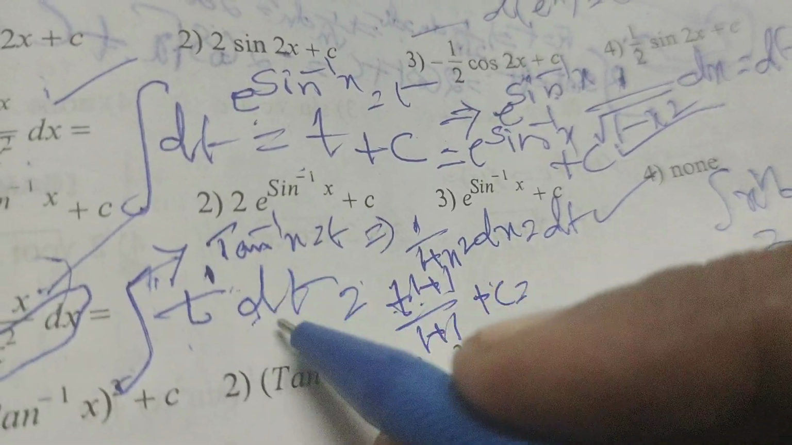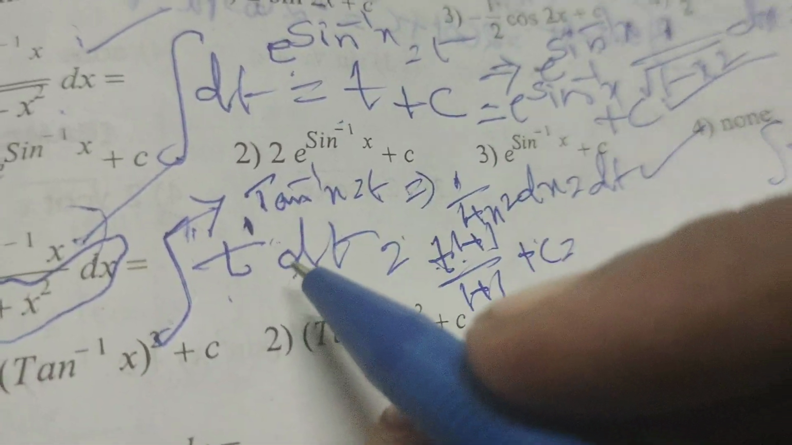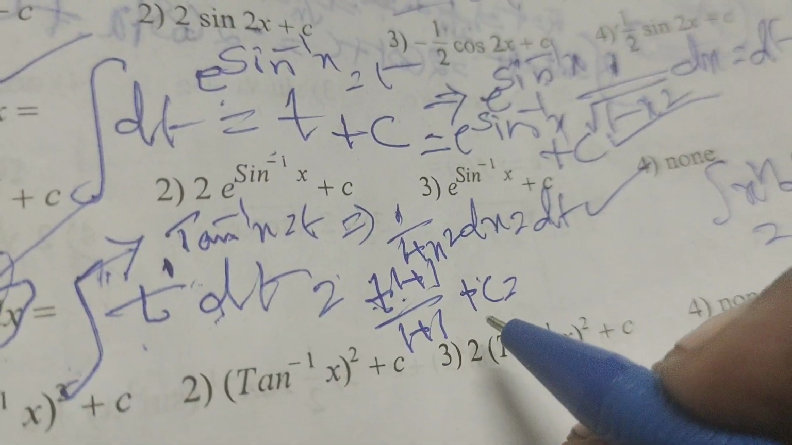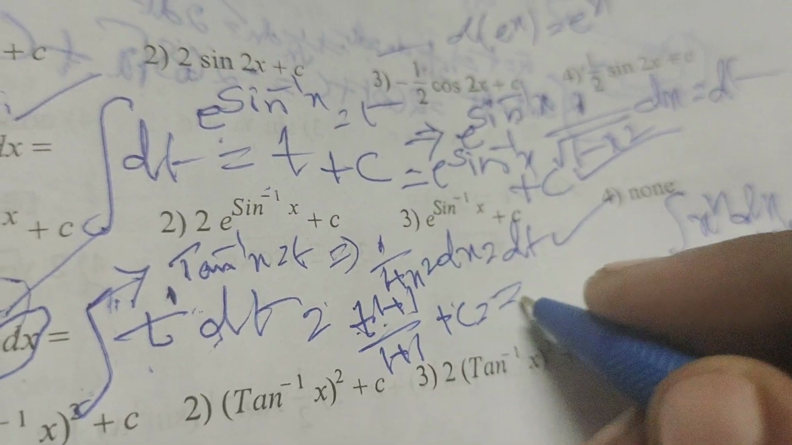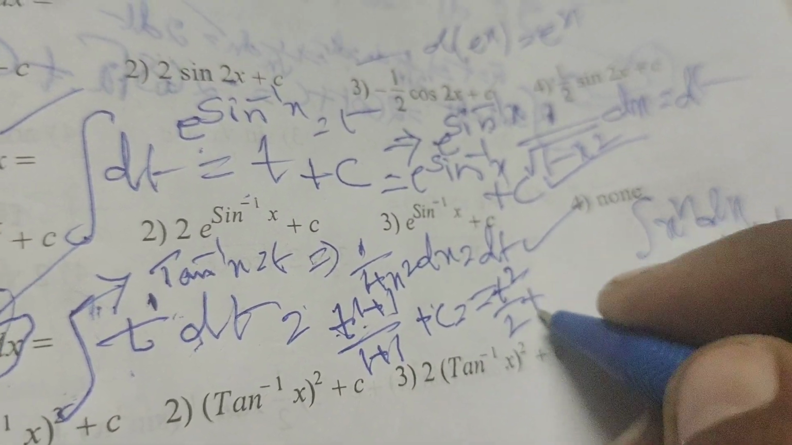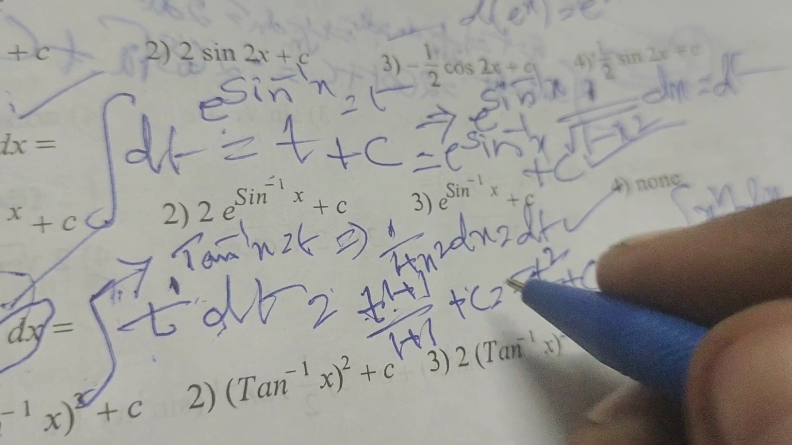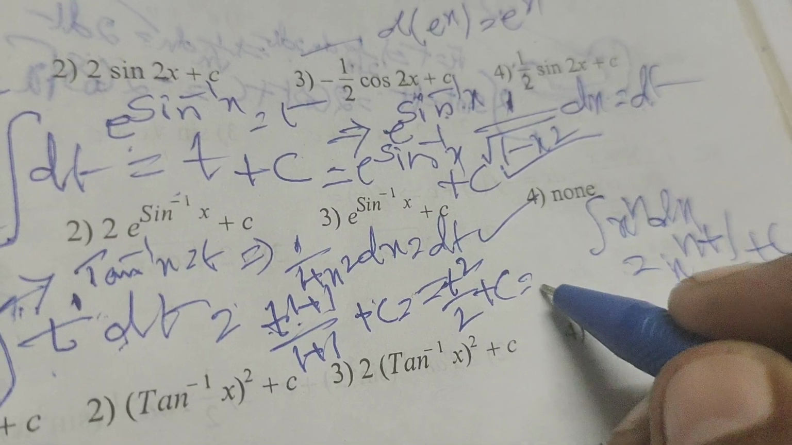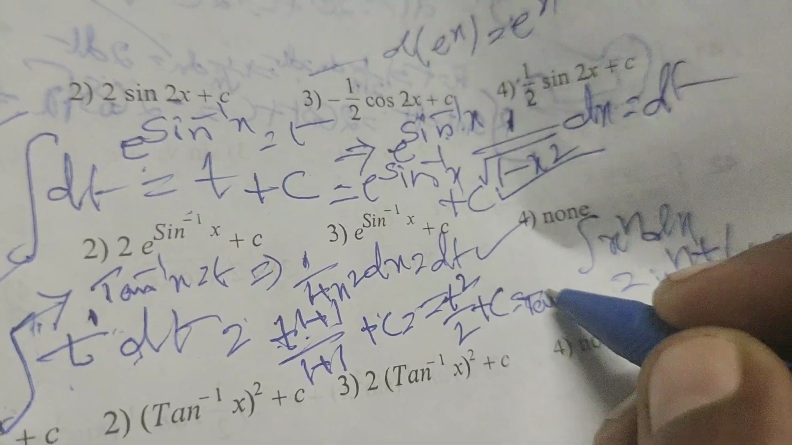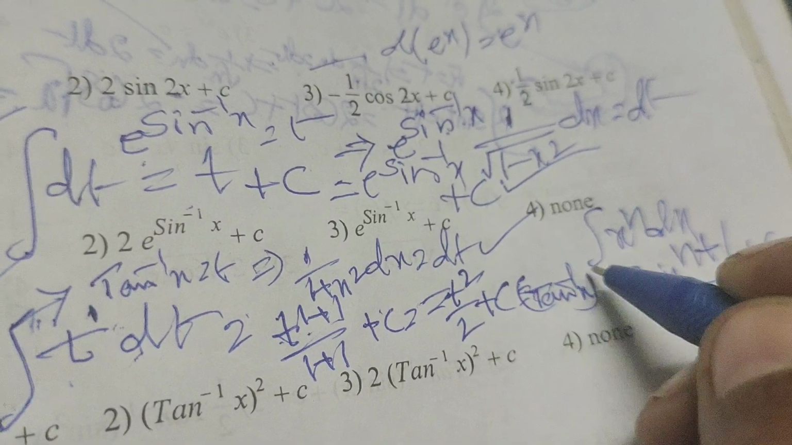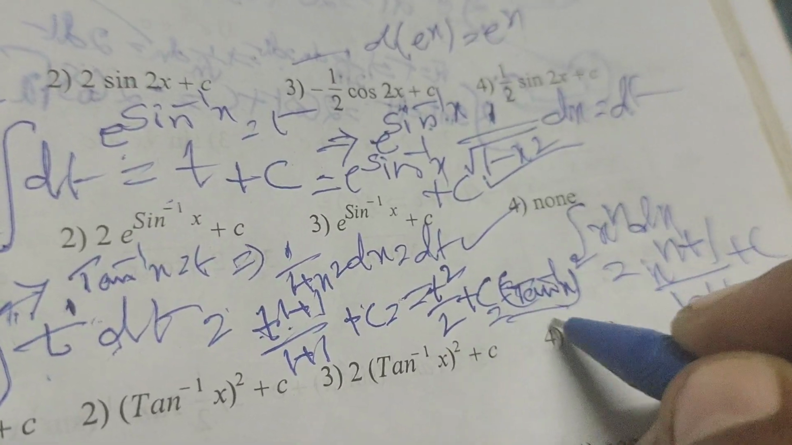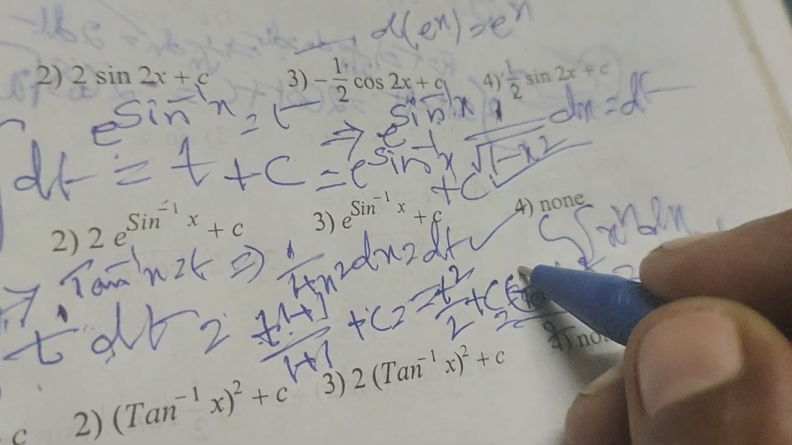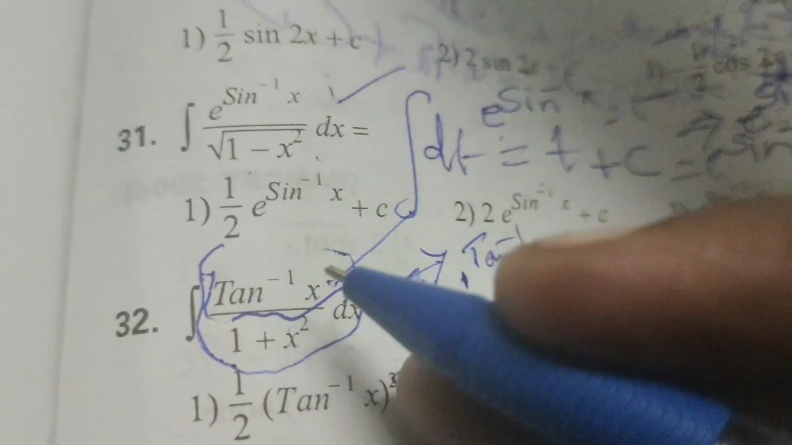After integration, remove the dt and the integral sign, and add the constant plus c. Therefore, this is t square by 2 plus c. In place of t, substitute our substitution, tan inverse x. Therefore, tan inverse x whole square by 2 plus c. This is the solution to the given integral problem.